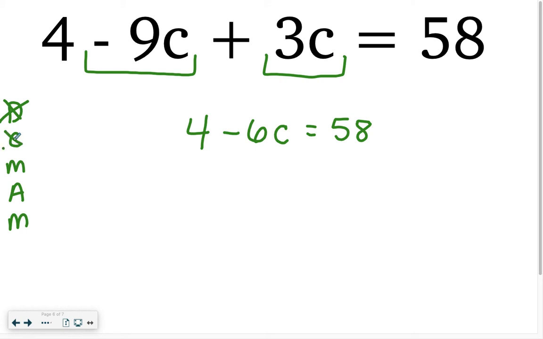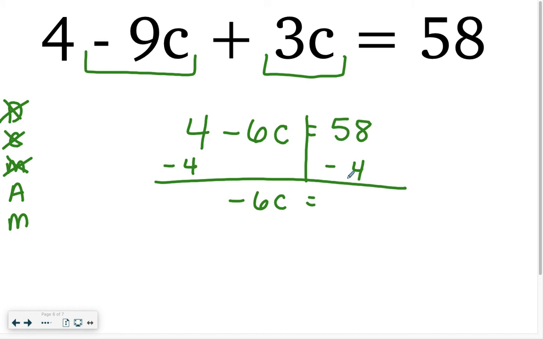All right. Now, do I have any variables to move from one side of the equal sign to the other? No. So I can cross that step off. And now I'm going to do the adding and subtracting. So I leave my negative 6c alone, and I'm going to subtract 4 from both sides because I have a positive 4 there. And I am left with negative 6c equals 54.